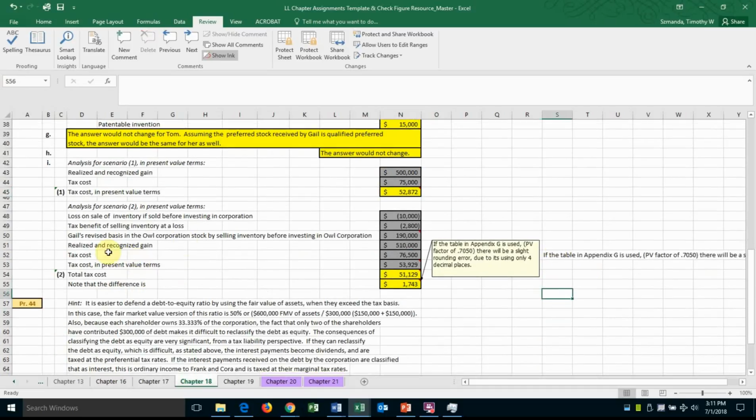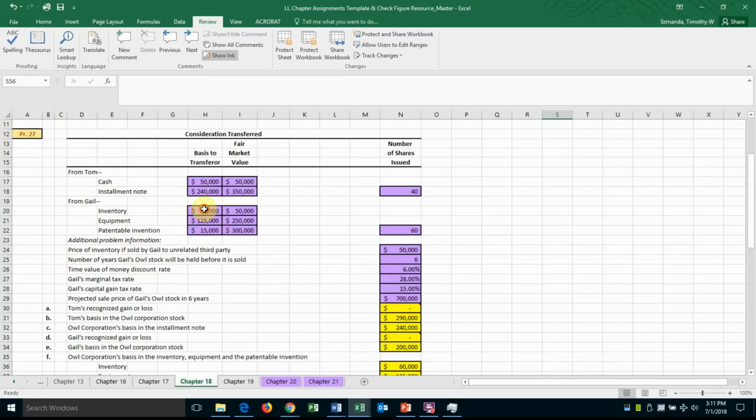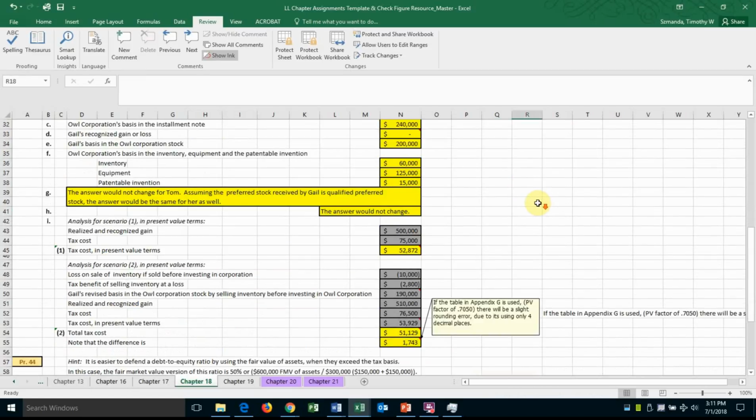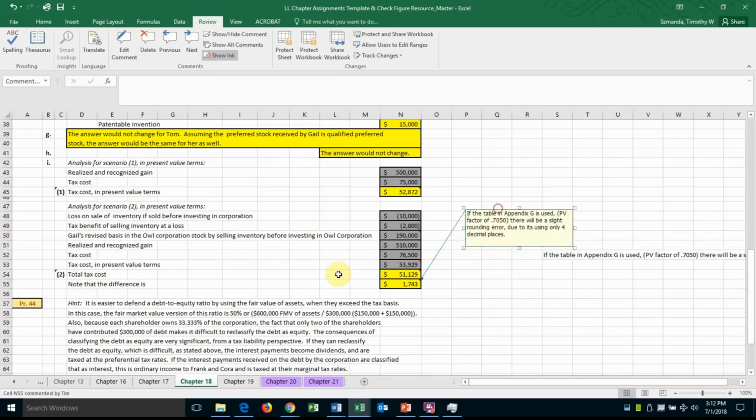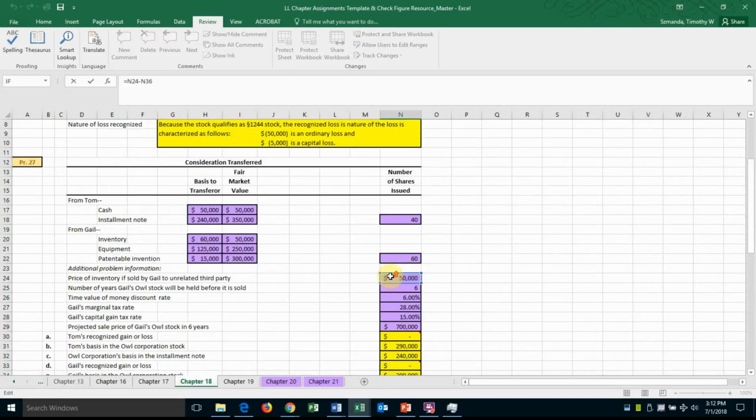In the second example, she says, well, what if I sell the inventory first, take advantage of the tax benefit of this loss of $10,000, 60 minus 50, and incorporate that into my total tax cost. And that's precisely what we do in this second scenario. So in the first case, we're going to calculate her loss on the sale of inventory, which is 50,000 minus 60,000, or negative 10,000. That's her loss.